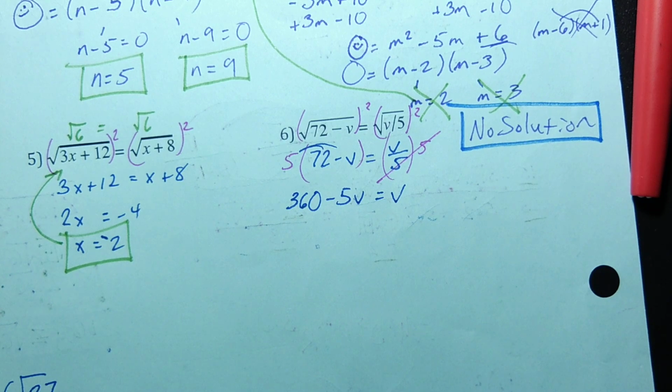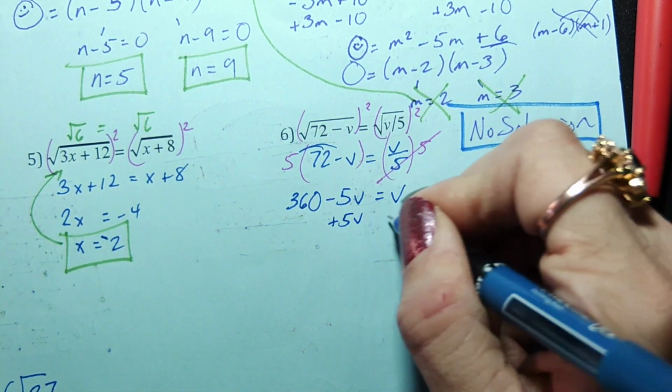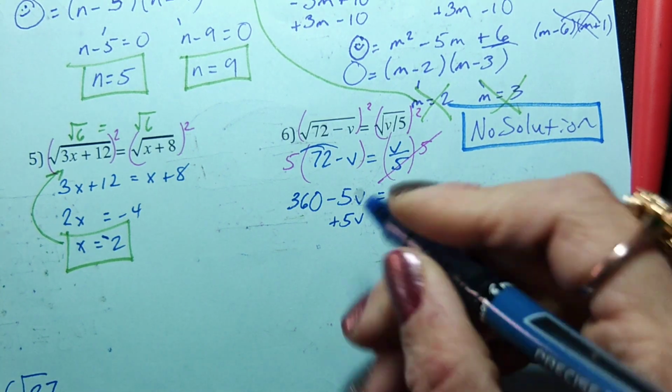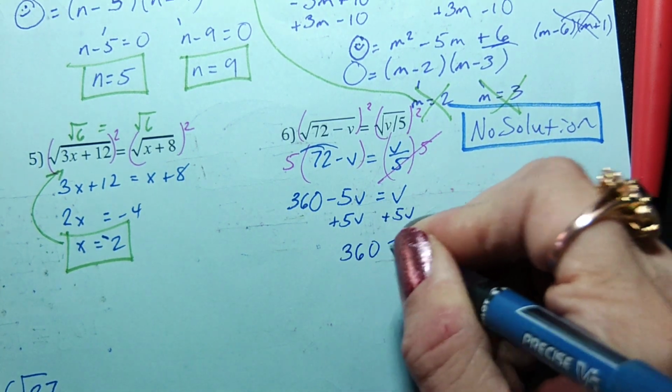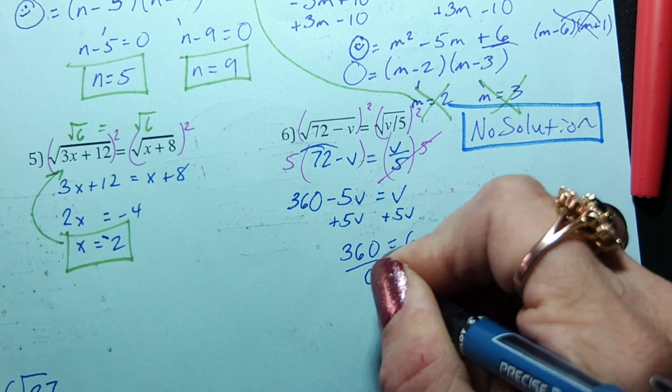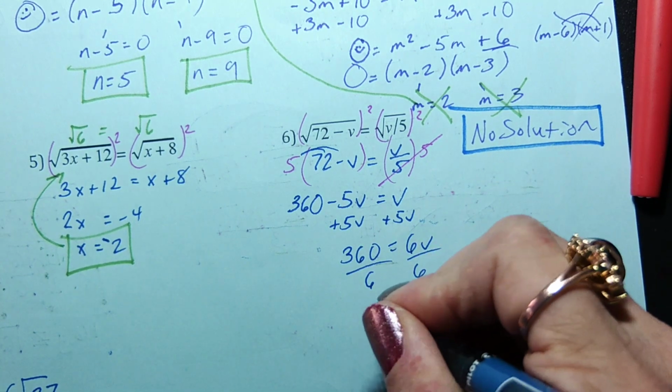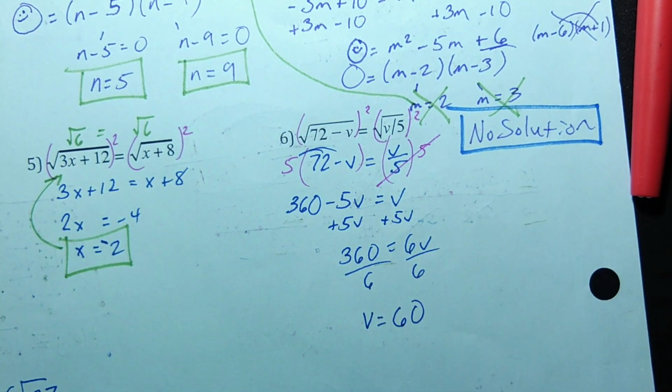Equals v. And now we want to get our v's on this side. I'm going to go ahead and add 5v. So v plus 5v is 6v. Divide by 6. And v is 60.